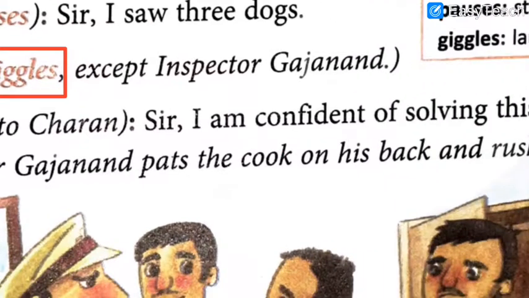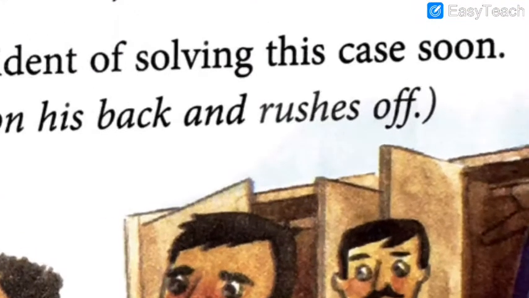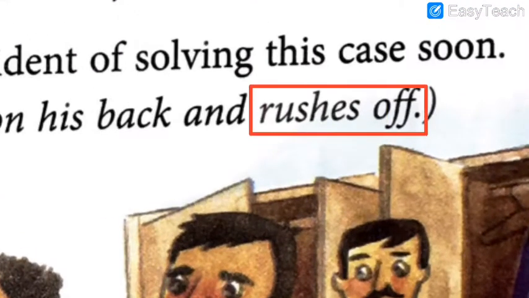Okay, next hard word is rushes off, rushes off. These are two words but a phrase in English. Rushes off, rushes, off. I hope you are writing it, rushes off. Now please repeat after me. Rushes, off.